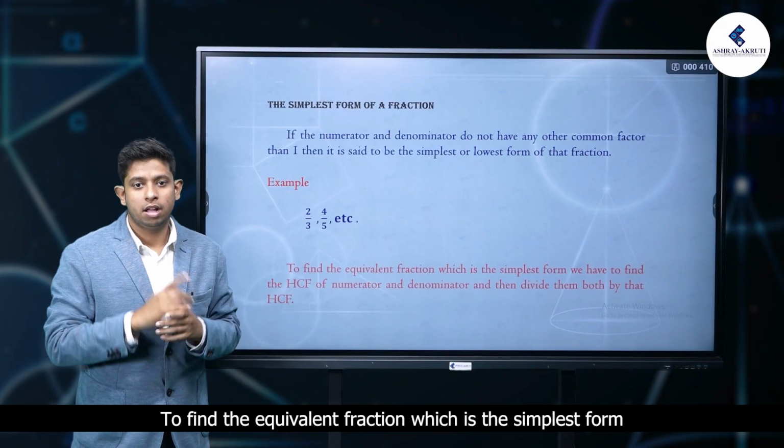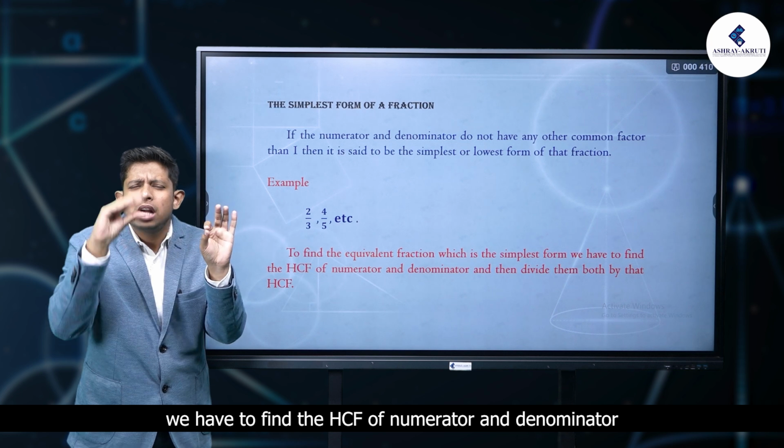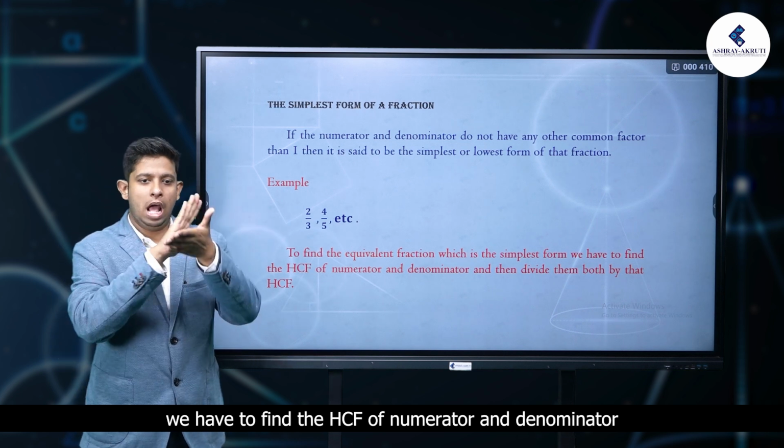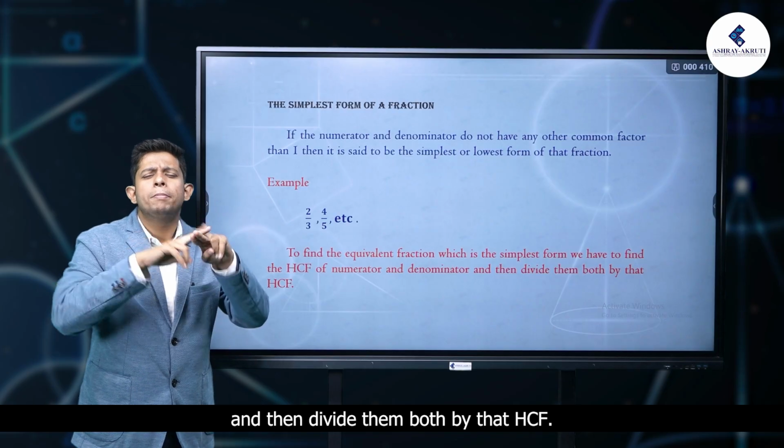To find the equivalent fraction which is in the simplest form, we have to find the HCF of the numerator and denominator and then divide them both by that HCF.